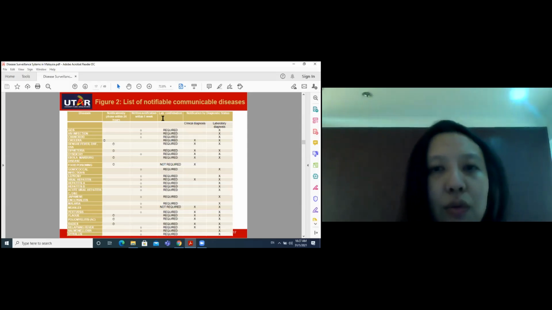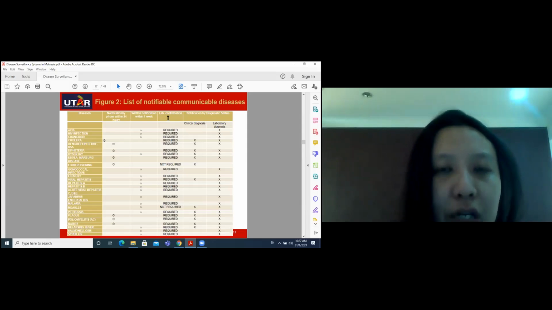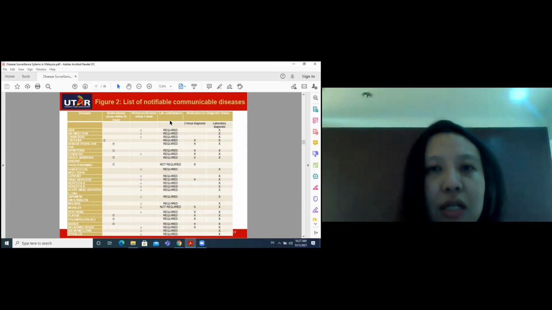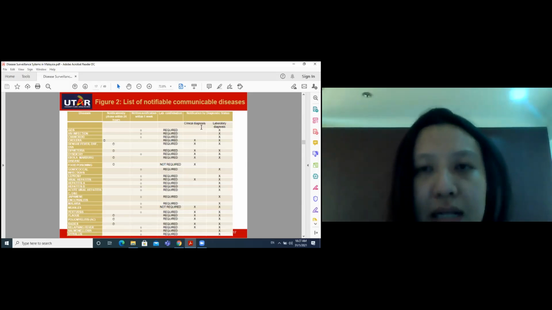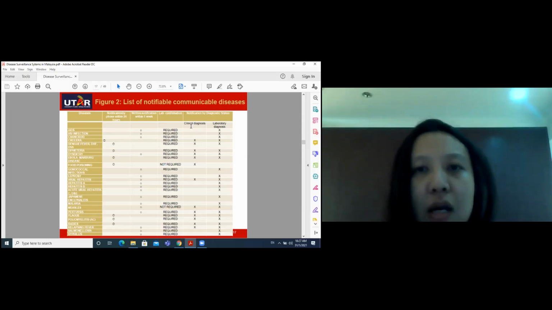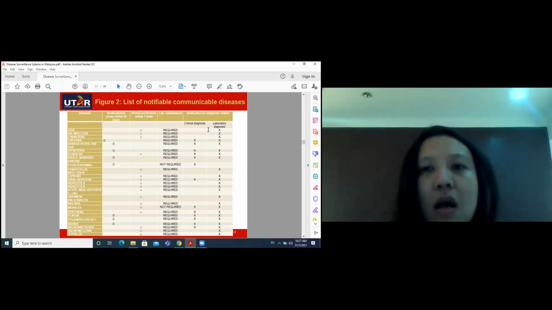Okay, and also some notifiable diseases actually need lab confirmation to form the case definition. And also we have classified the notification as either with only clinical diagnosis, or laboratory diagnosis, or with confirmation by both clinical diagnosis and laboratory diagnosis.